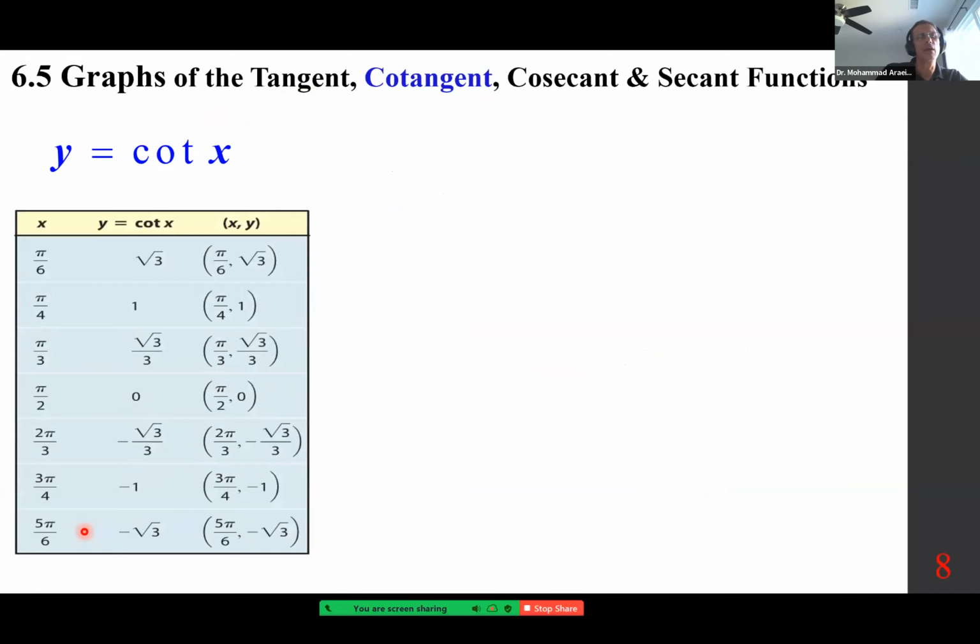So with that being the case, the general idea is this. Again, you go with easy numbers. Pi over 6 is square root of 3, pi over 4 is 1, pi over 3 is square root of 3 over 3, at pi over 2 is 0, 2 pi over 3. Remember, cotangent is positive in the first and the third quadrant, just like tangent, and negative in the second and fourth quadrant. So in fact, when you go from 0 to pi, you see when we look at later on inverse functions, that is the restriction we put on cotangent to cover all numbers.